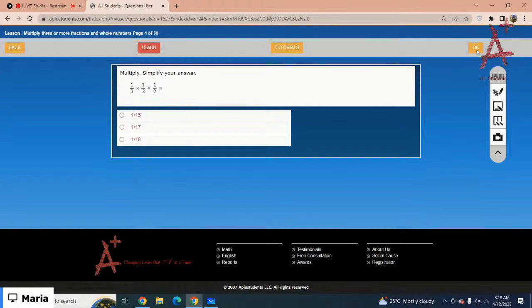Okay, which is the correct option for the next one? 1 by 3 times 1 by 3 times 1 by 2. All the numerators are 1. So 1 times 1 is 1. Now just multiply all the denominators. Yes, very good. That would be 1 over 18. So the correct option is 1 over 18.